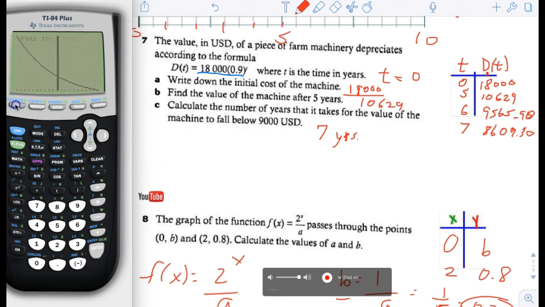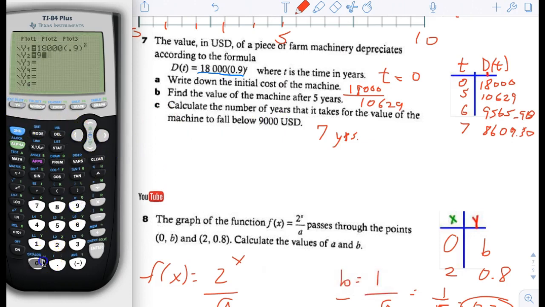To do that, we could put a special function in for y2, a horizontal line at 9,000. If we do that, we can see that the horizontal line crosses the exponential curve at a certain point. All we need to do is figure out that point. How do we find an intersection again? Second calc, intersect.